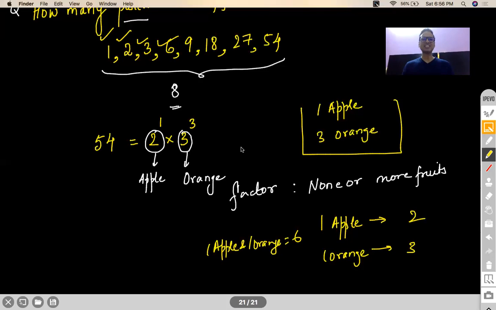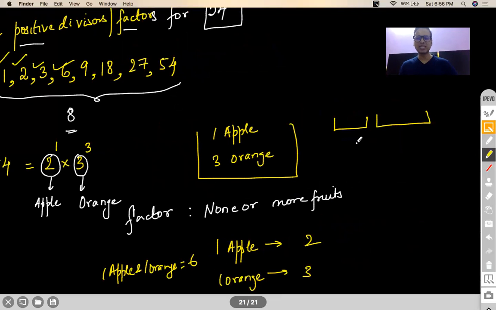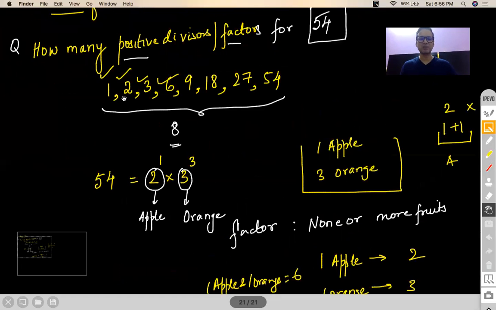Okay. So if you have to answer this question, how many ways can you pick none or more fruit from this? Then you'll say again, same story. Take two containers, one for apple and one for orange. Either you can pick no apple or one apple. Either you can use no orange, one orange, two oranges, three oranges. So it is 2 into 4. Answer is 8. So that's why the total number of factors that came out was 8.